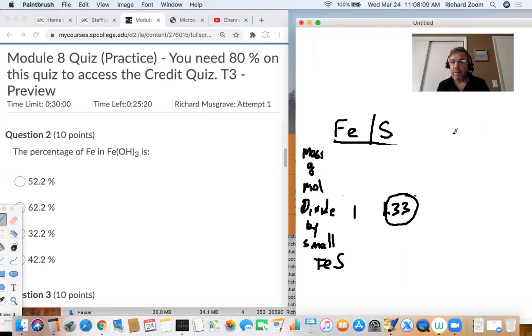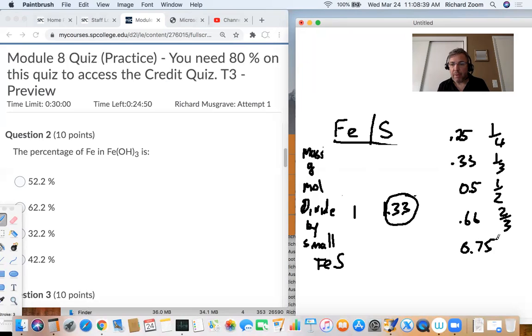So what we need to realize here is that we need to know the decimal conversions of certain fractions. So we know 0.25 is equal to a quarter. We know that 0.33 is equal to a third. We know that 0.5 is equal to a half. And we know that 0.66 is equal to 2/3. And we know that 0.75 is equal to 3/4.